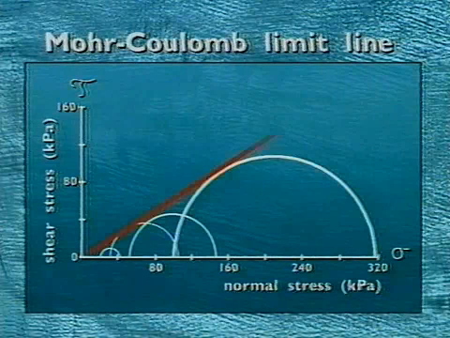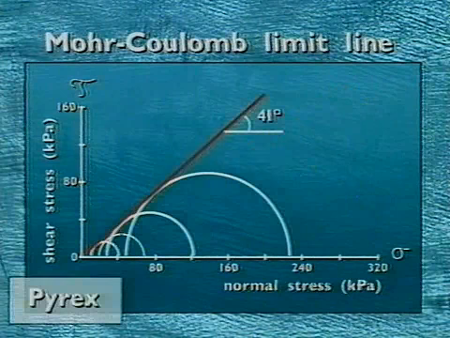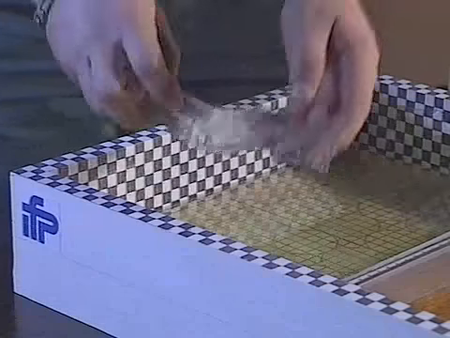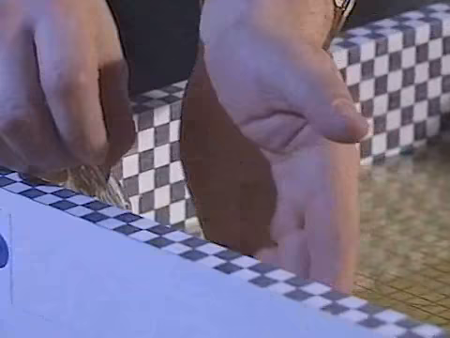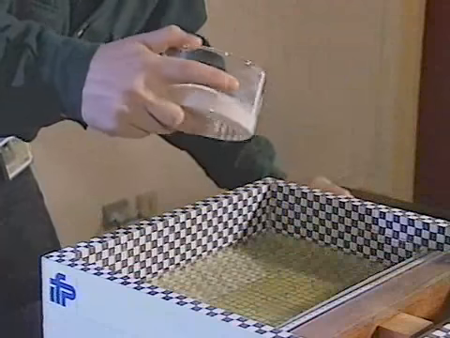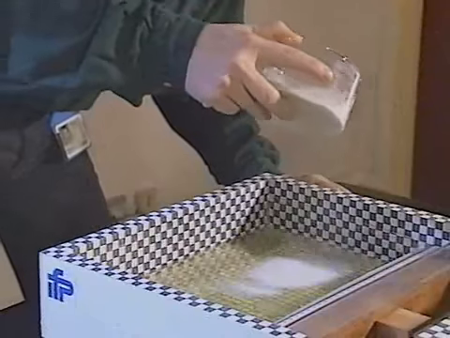Laboratory failure tests at very low confining pressure measure an internal friction angle of 32 degrees for the sand and 41 degrees for the Pyrex powder. The models were prepared in a simple wooden box. The bottom of the box is covered with a layer of silicon, and border effect is avoided by coating two sides with silicon as well. Then various layers of sand and Pyrex powder simulating the brittle strata are leveled.